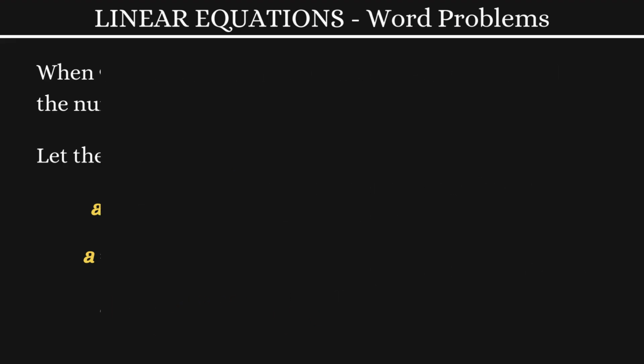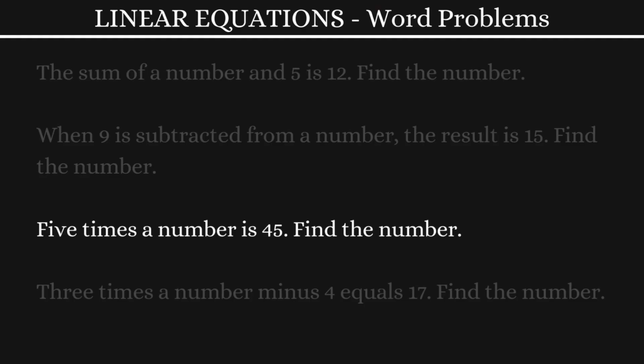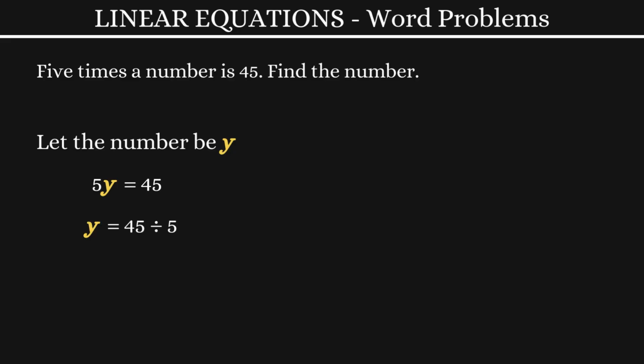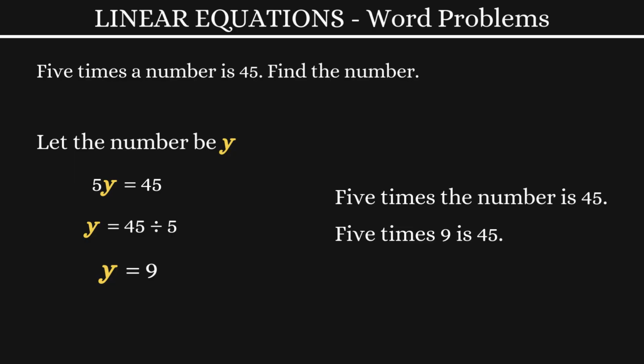Next question. 5 times a number is 45. Find the number. So let the number be y. 5y is equal to 45. So y is equal to 45 divided by 5, which is 9. Now let's check the answer. 5 times 9 is 45. Since this is correct, our answer is also correct.